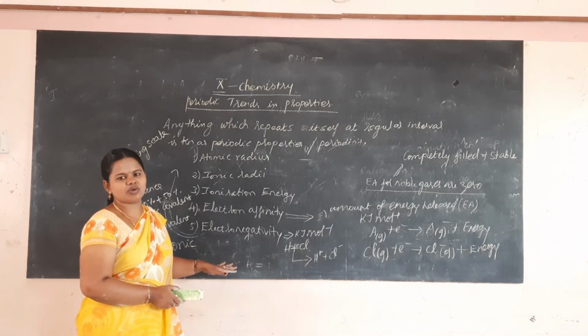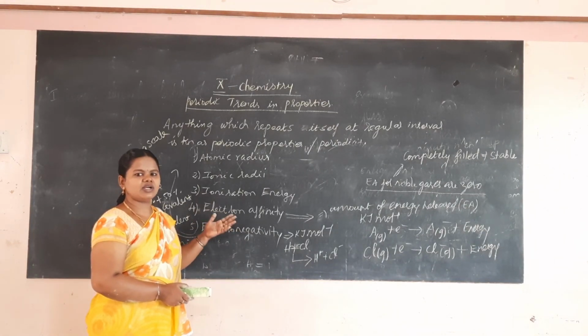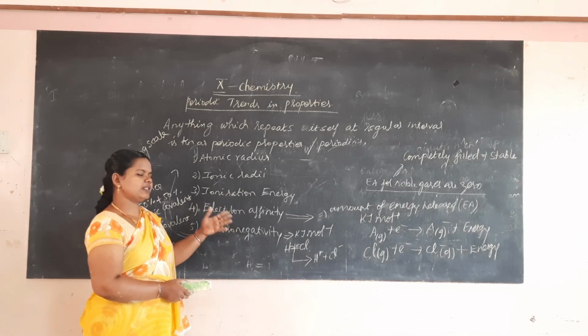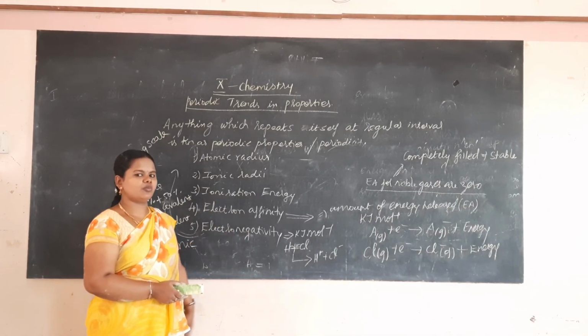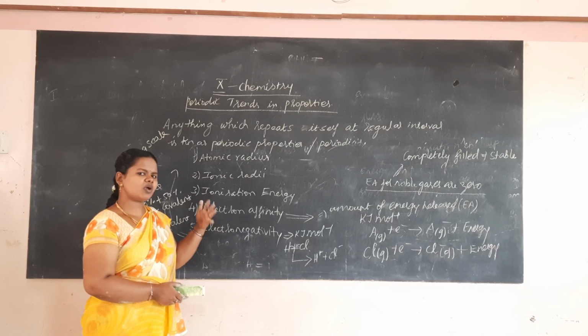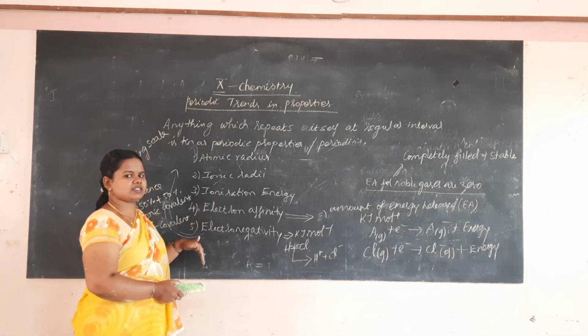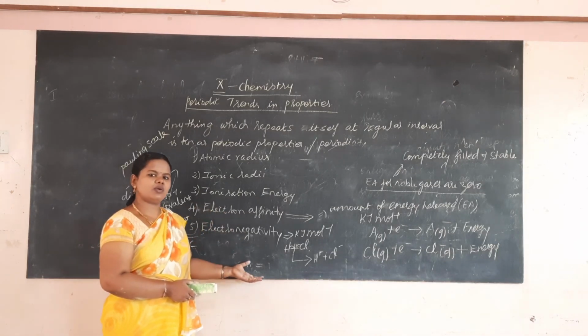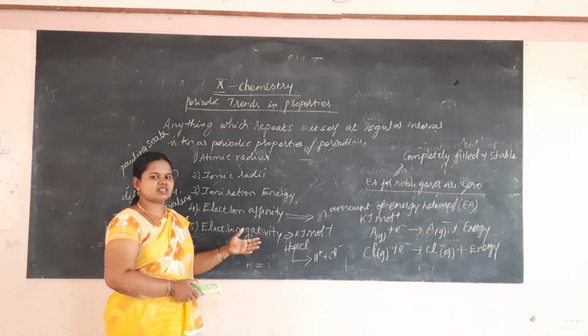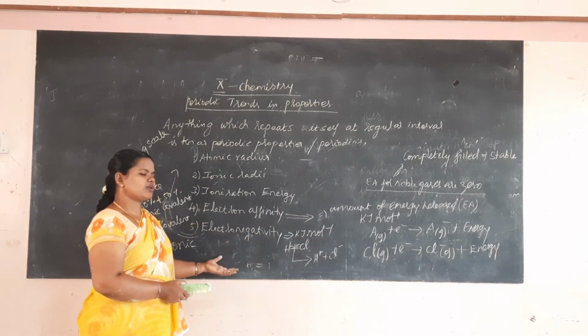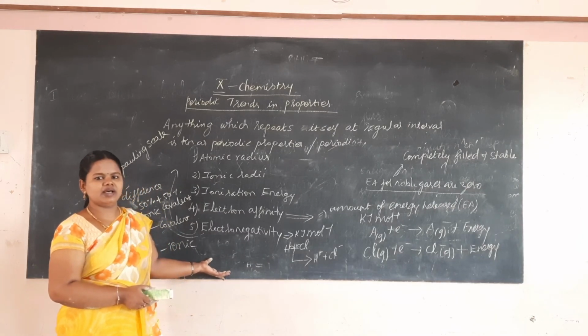Whereas in a group the electronegativity decreases. The same reasons you have to write. The electrons are added to a new shell, and here the distance between the nucleus and the outermost shell will increase. Since it increases, the nuclear attraction decreases, and the shielding effect will increase. So electronegativity decreases in a group.